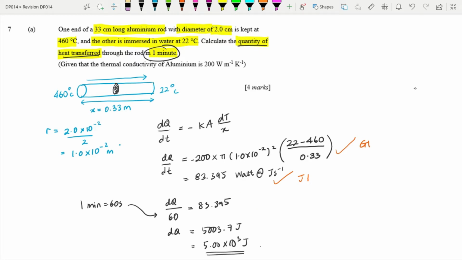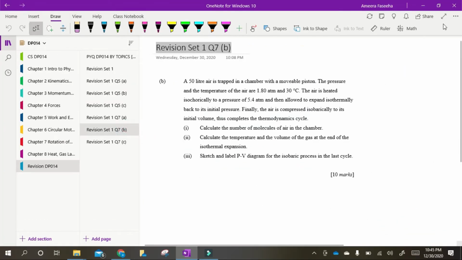And then markah ketiga adalah bila kita masukkan time kita dekat sini, which is 60 second. So kita akan dapat lagi another gantian satu markah, substitution 60 second. And then finally kita akan check jawapan betul atau tak. So jawapan dengan unit yang betul, another one mark kat situ. Okay, so let's proceed to the next question B.